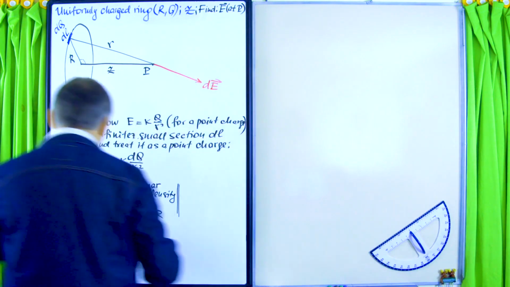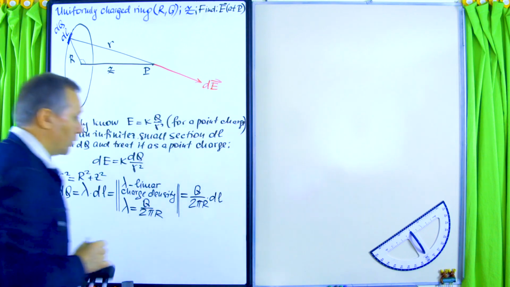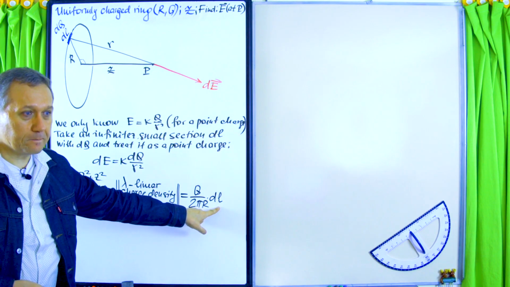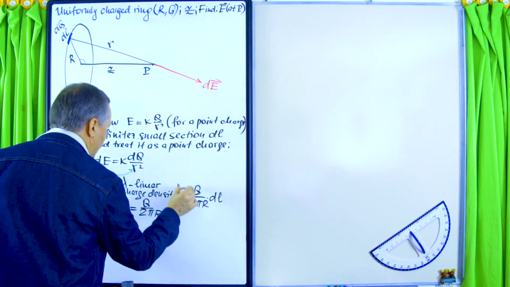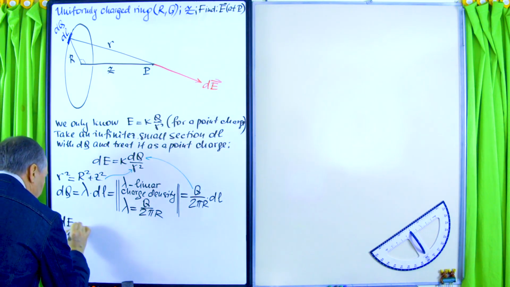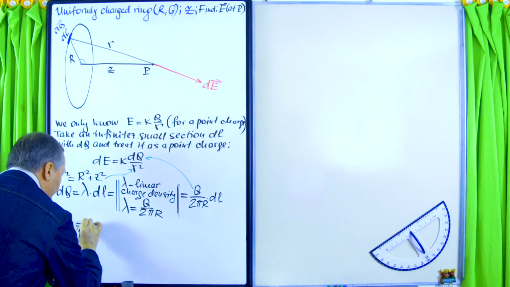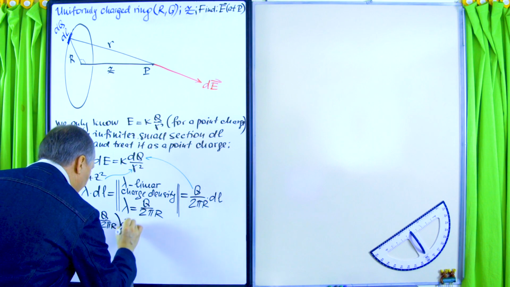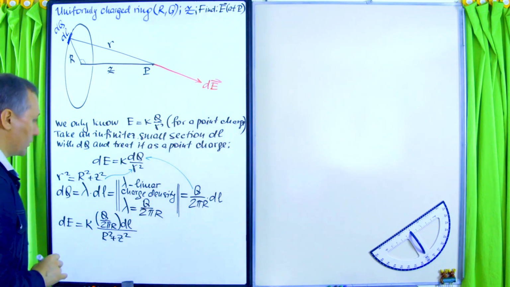Okay, so now let me rewrite this. It will be Q over 2 pi R times dl. So now we wrote it in terms of what is given and a variable of integration. For now, the variable of integration is l. So now we can plug this over here and this over there. Let me rewrite now dE. Again, it's the magnitude of this vector that we are writing. So it will be k times dq, which is Q over 2 pi R times dl, divided by R squared plus z squared. So that's what we have for now.